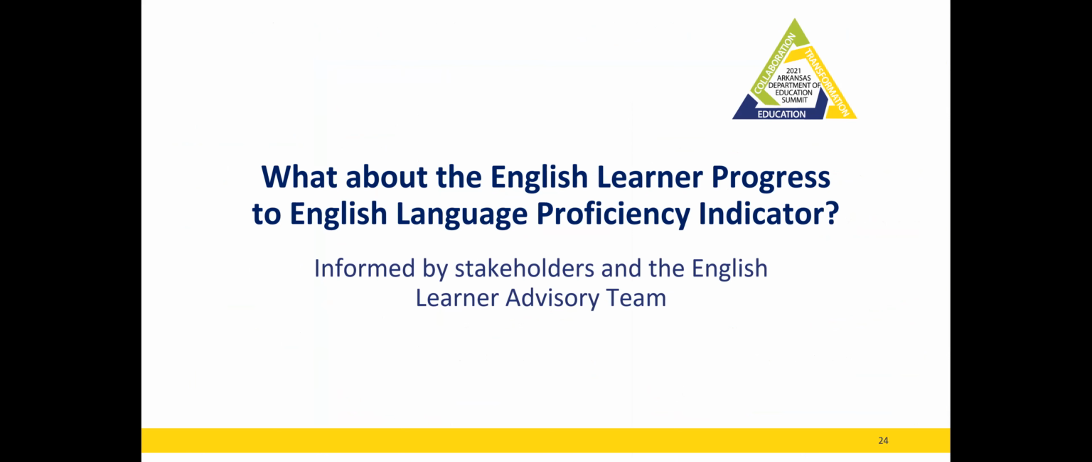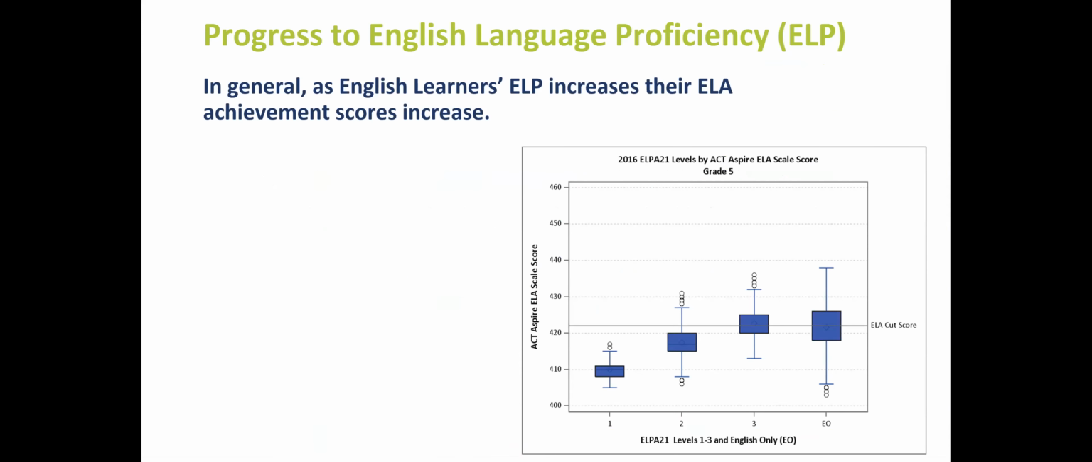So let me move on to the English language progress to English language proficiency indicator. This is informed by stakeholders. This was something that we worked on very closely with the English Learner Advisory Team. And we use the exact same model. It is a multi-level residual gain growth model. It also accounts for a phenomenon that is true for English learners, and our data show it. That's what I'm going to share with you here, but so do the data of other states.